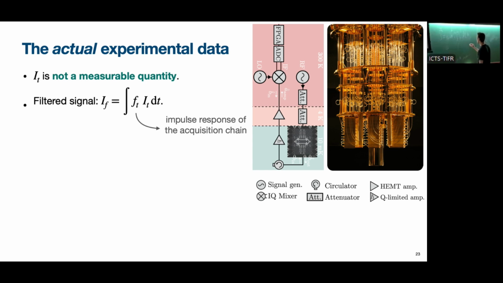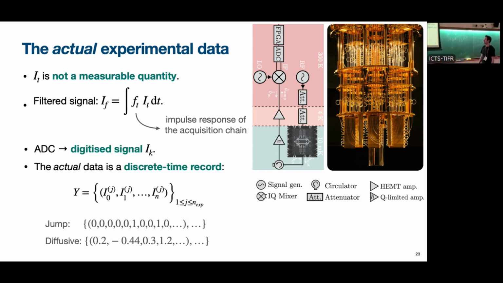In practice, what is this f that makes your measured signal physical? It will be the impulse response of the acquisition chain. As I told you, this chain is ended by an analog to digital converter, and this is going to convert your time continuous signal into a discrete time signal. So the actual data you have is this discrete time record for each measurement you run.